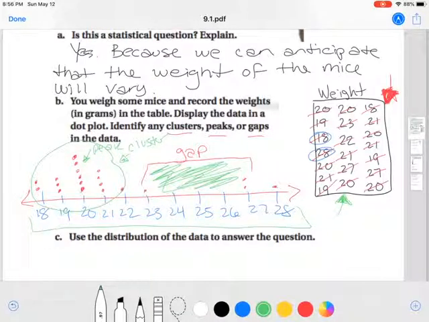So this is an easy way to see, what is our cluster? Where do all of the mice kind of compare in weight? And then where are outliers, or where is this gap, this 27, this 28? And we'll talk about outliers a little bit in our next video.